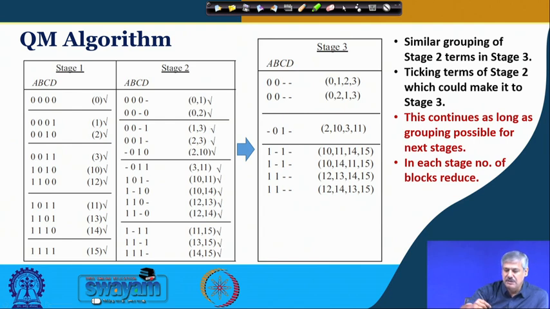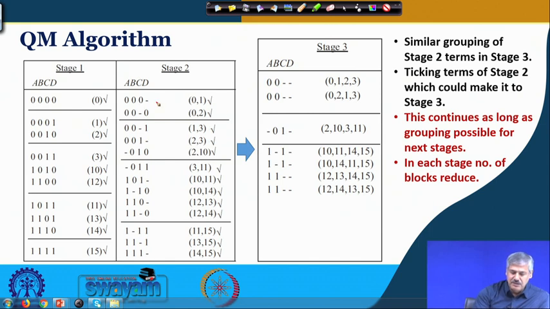As I said, it is an iterative process. So, we move to stage 3, and what will we do in stage 3? We shall look at adjacent blocks of stage 2 and see whether they can be combined following the same principle, that is, their two members differ in only one position. Okay. So, let us see whether it is possible or not.